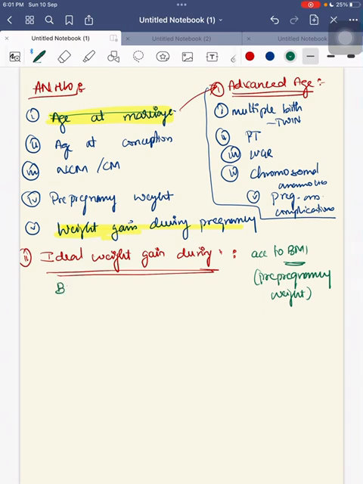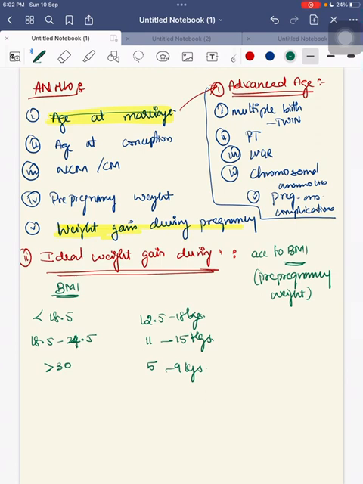When the pre-pregnancy BMI of the mother is less than 18.5, you can expect a weight gain between 12.5 to 18 kgs. When the BMI is between 18.5 and 24.5, that is normal BMI, the weight gain you have to expect is between 11 to 15 kgs. When the mother is obese, with a BMI more than 30, the weight gain is 5 to 9 kgs. So these are the ideal weight gains during pregnancy according to the mother's pre-pregnancy BMI. So this question has been finished.